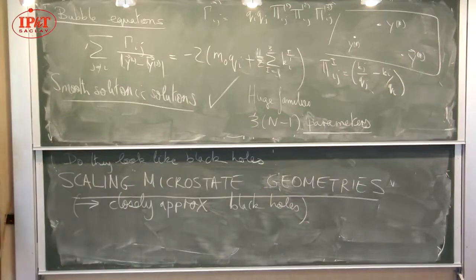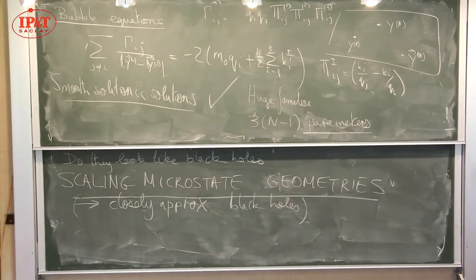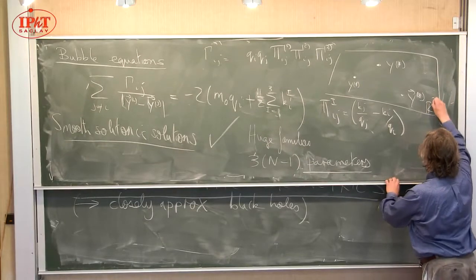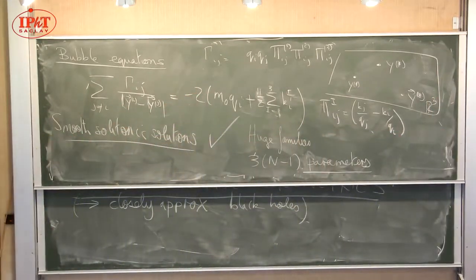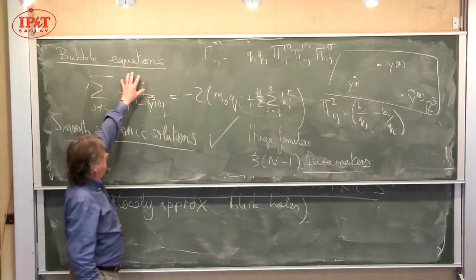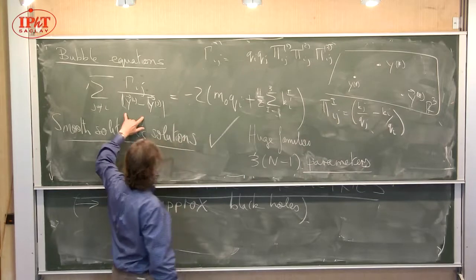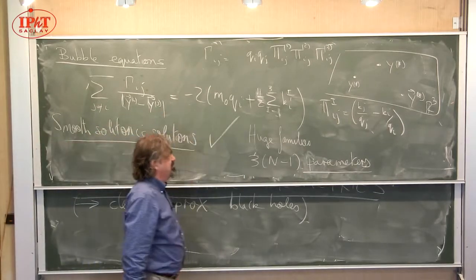So how do you get scaling microstate geometries? Remember what we have is a constraint on the positions of the Gibbons-Hawking points in R3, generically, which are these bubble equations, which are constructed out of all the flux parameters. Particularly, there's a bunch of constants that depend on the flux parameters, and then the distances between pairs of Gibbons-Hawking points must satisfy this kind of relation.